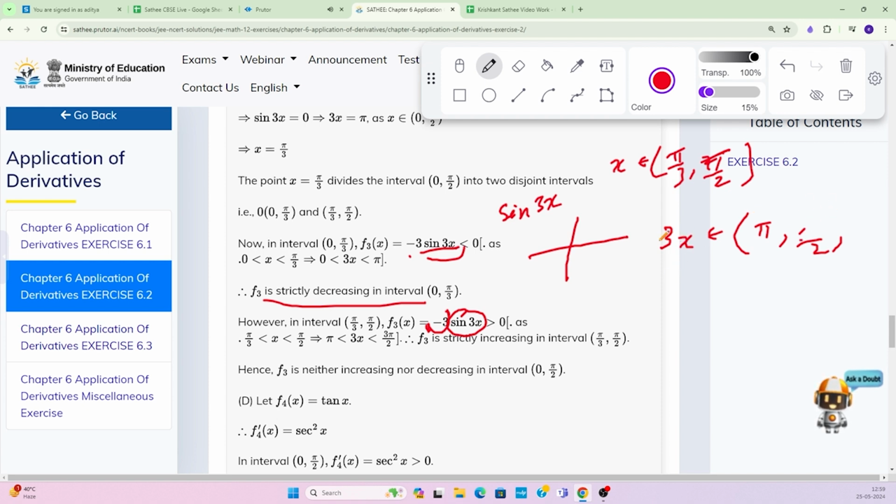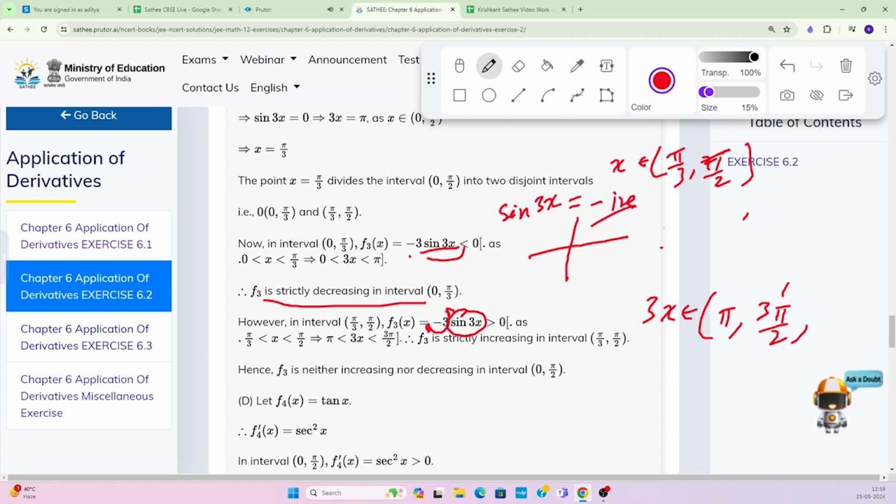So sine 3x, if 3x belongs to this interval, pi to 3 pi by 2. Now sine 3x will be negative. This quadrant is the third quadrant. In the third quadrant, you all know sine gives negative output. So this will be some negative value. Negative multiplied by negative will give you positive. So that's why it is written over here.